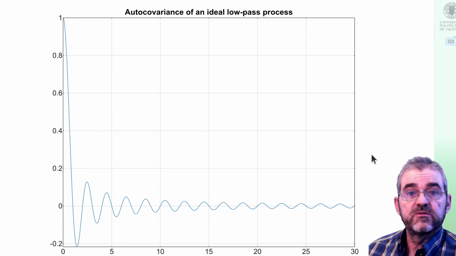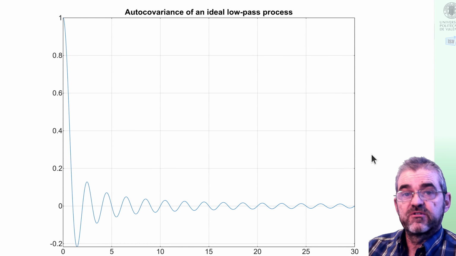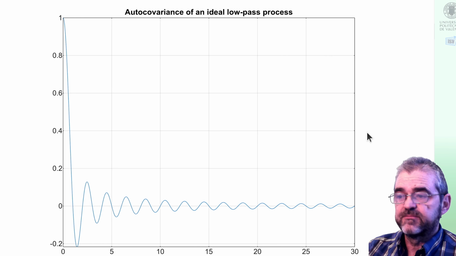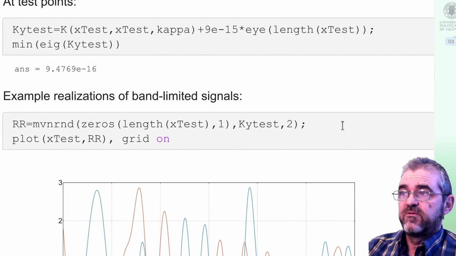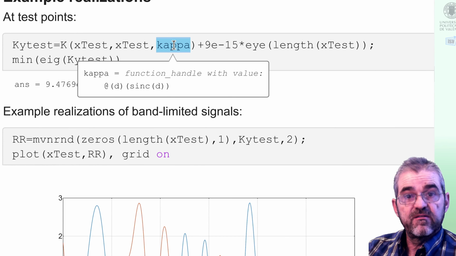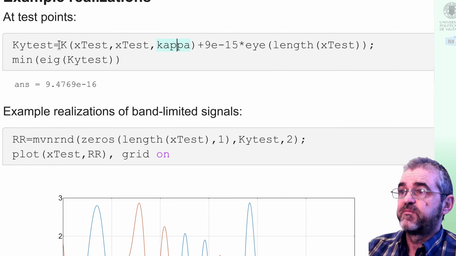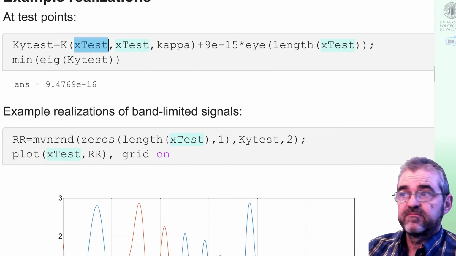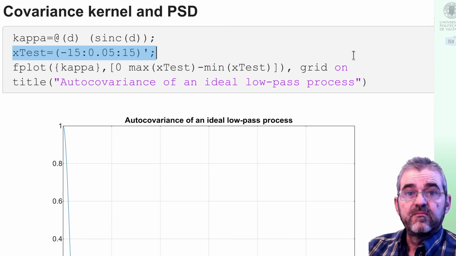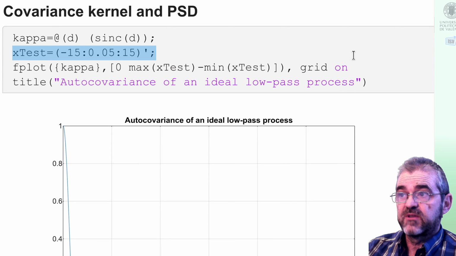So good. Let us first sample some realizations of that Gaussian process to see the shape of the bandwidth limited random signals we are talking about. In order to do that, this kappa is the sinc function, and then we have a lot of test points from time minus 15 to time plus 15, a 30 second difference.